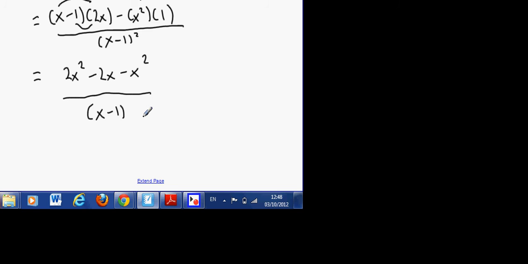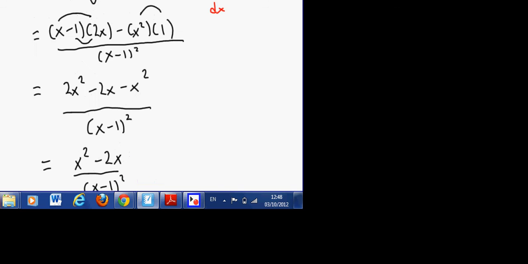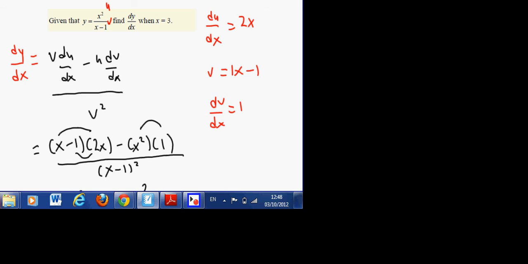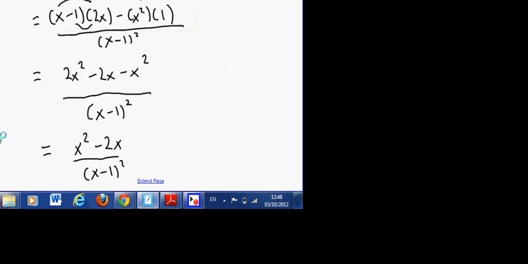Now, we haven't seen that part yet. 2x squared minus x squared is x squared. So we get x squared minus 2x all over x minus 1 squared. Right, you go back to the top of the question, and it asks specifically when x equals 3. Replace all x's by the number 3.